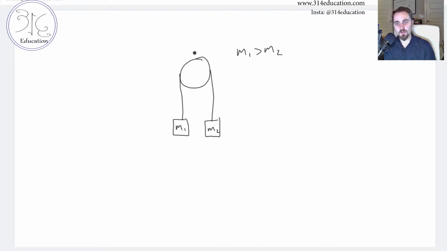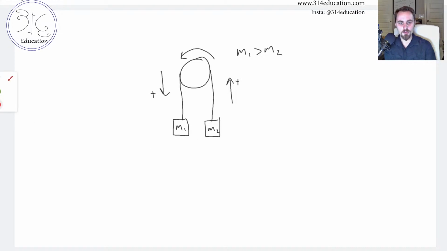So generally, we expect the pulley to rotate this way. So that's going to be an acceleration downwards for M1 and an acceleration upwards for M2. So for each of these separate masses, we want to define that respective direction as the positive value. That means for M1, the downwards direction will be positive, and for M2, the upwards direction will be positive.